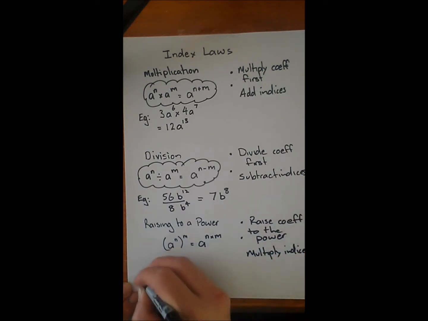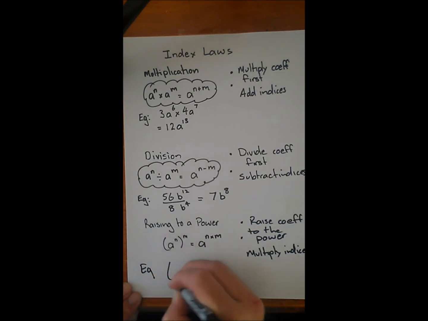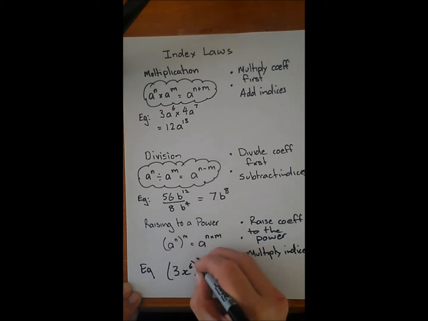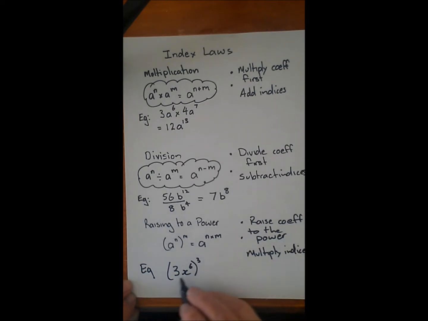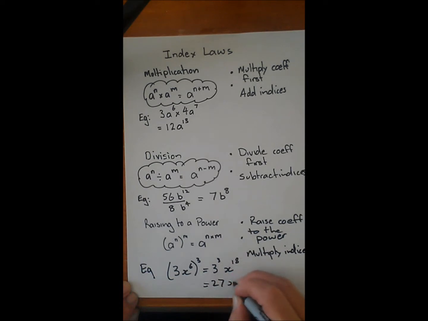So I'll show you what that means as an example. If we have 3x to the 6 all raised to the power of 3, then I want to take this 3 and cube it. So I want to have 3 cubed, and then I want to multiply the indices to get x to the 18. Now 3 cubed is 27, x to the 18.